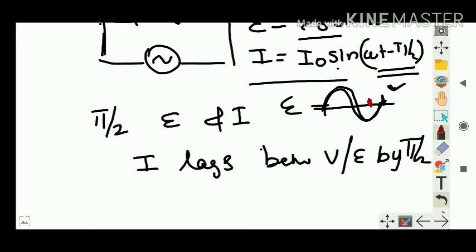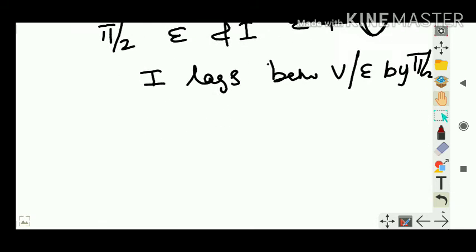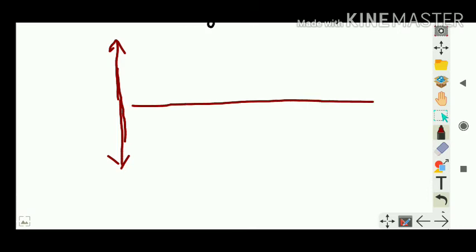If I draw the diagram, you can draw the diagram for it too. See if you are able to draw it by yourself, or if not, I will draw it. Okay, pause this video and try to draw it by yourself. Now let's see. You know the voltage amplitude will be larger than the current, which we have discussed earlier.